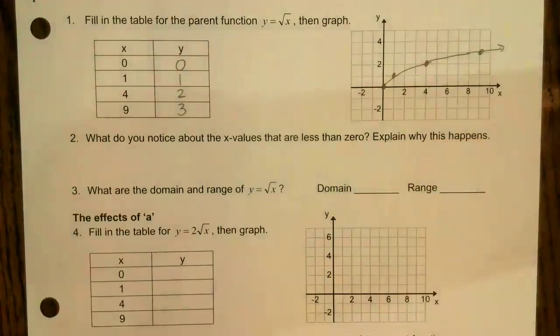That's because when we put a negative number under the square root, it is not a real number. It's an imaginary number. And so we don't graph that on our regular XY coordinate. So they are not on this graph. A negative number under the square root is an imaginary number.